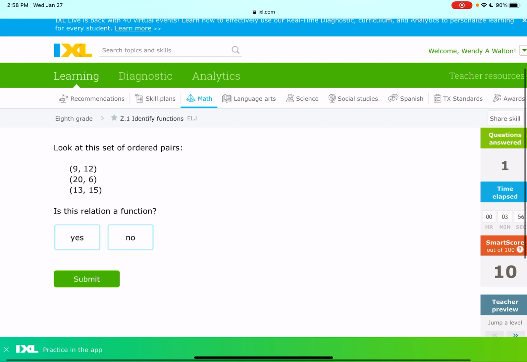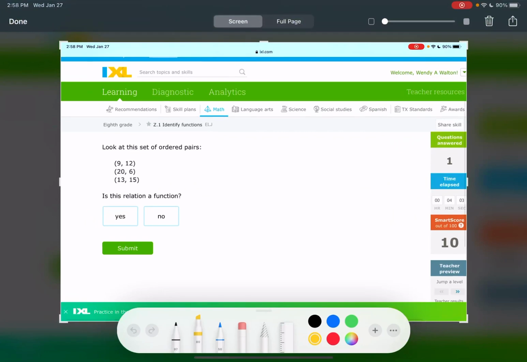Let's look at one more. So sometimes you'll get a set of ordered pairs. Sometimes you'll see a graph. So what we need to look at is if the outputs and inputs match up. So here we have a 9 and a 12, a 20 and a 6, and a 13 and a 15. So all of our inputs are different. So we don't have to worry about that. So this one is a function.